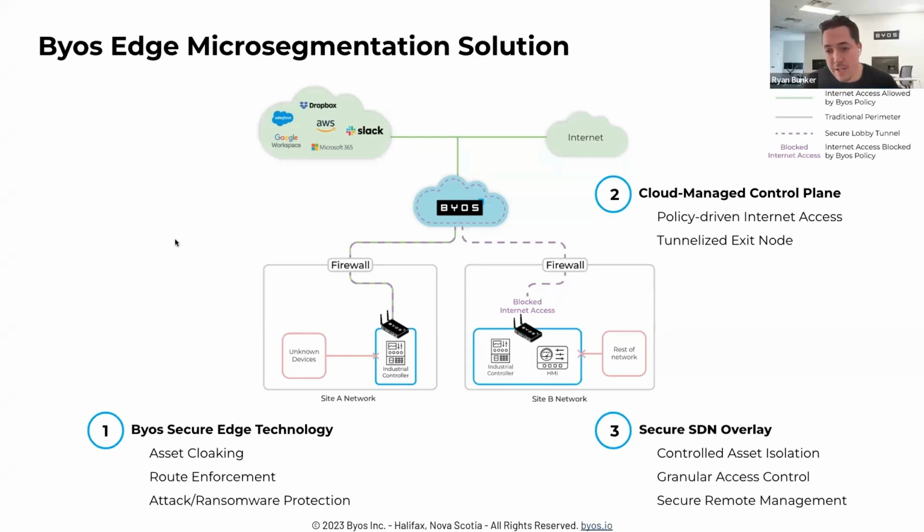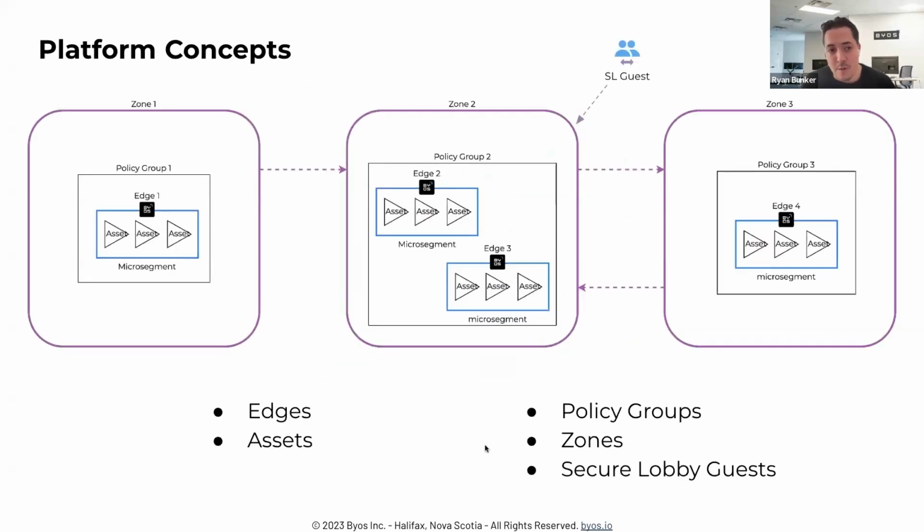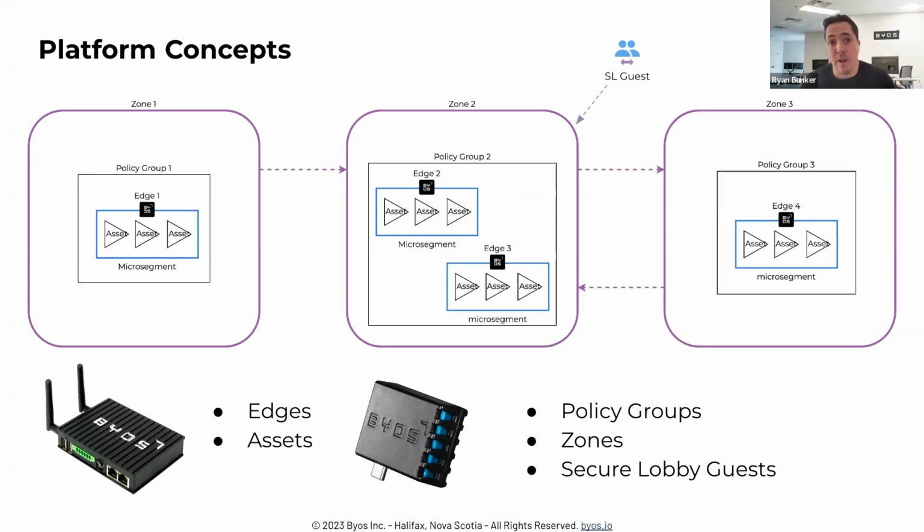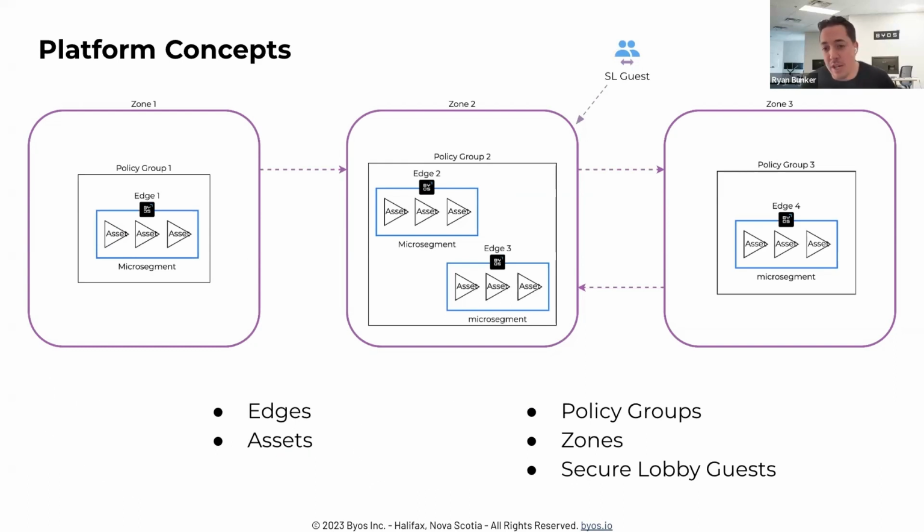It's all baked in. It's just a lot easier, it's a lot stronger, and it's a lot more powerful. Yeah, that's great. And so let's actually dive into some of those terms that we were just using, right? So edges, those are the Byos Secure Edge technology, either our gateway edge form factor or our endpoint edge form factor. The assets, those are the machines that are connected to Byos that are within the protected microsegment. Now, policy groups are what edges are assigned to. So policy group 2 on the screen has 2 edges that belong to it. The policy groups determine the internal and external networking settings, the blocking and filtering rules, and ultimately the zone membership.